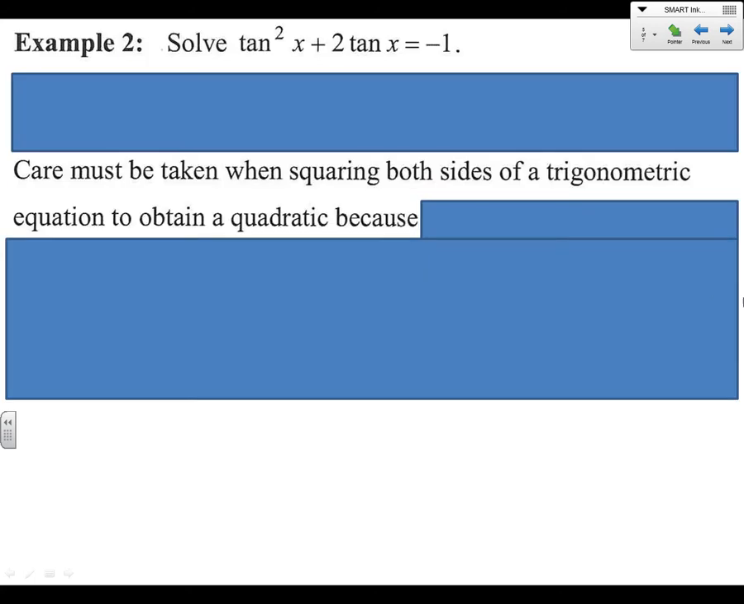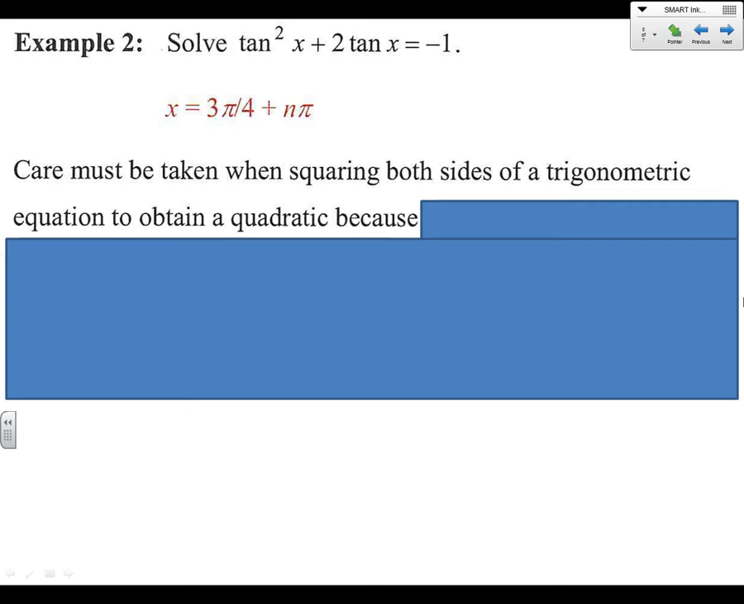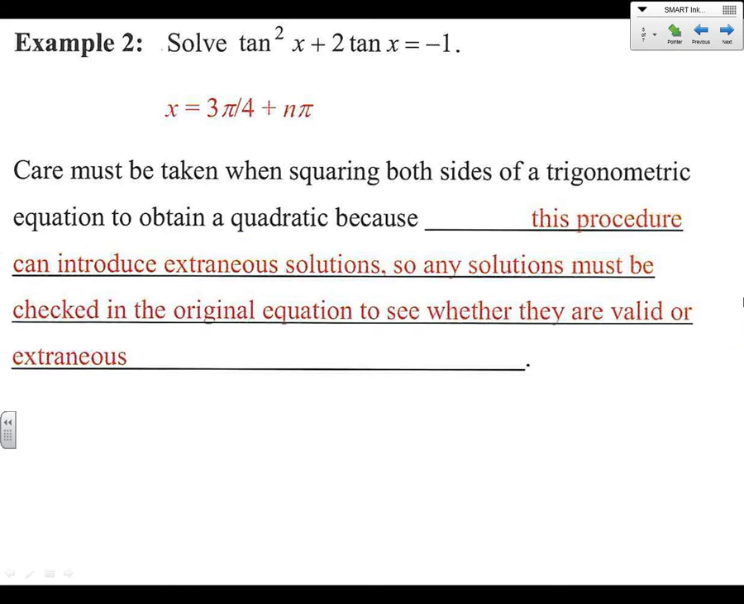All right, so let's solve an example problem here. This is going to be our answer, 3 pi over 4 plus n pi, or pi n. This procedure can introduce extraneous solutions, so any solutions must be checked in the original to see if they are valid or extraneous. Because we're doing the square root, we're going to come up with positives and negatives, but we need to go back in and check to make sure that those positive and negative answers are allowed once we're done. Let's see how we do this problem.